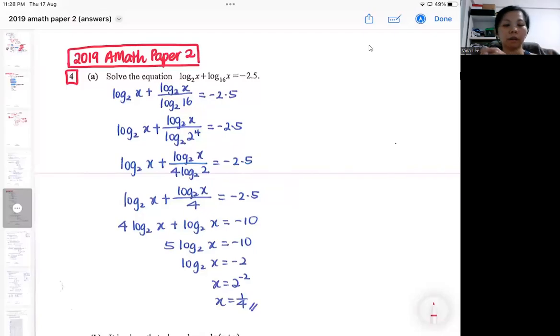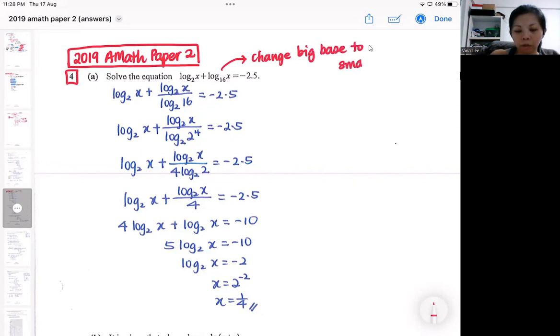Question 4 is a logarithm question. So most people will find that 4a is quite manageable. If you look, it's only like a base 2 and a base 16. So we will always change a big base to a smaller base. So that's our guideline. We wouldn't want to change a smaller base to a big base.